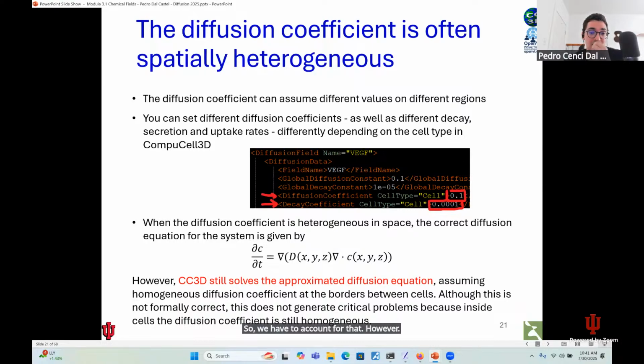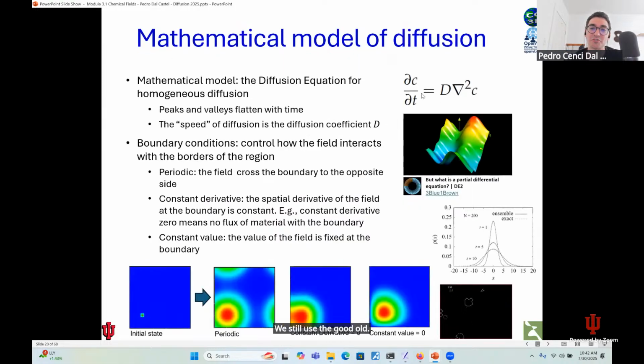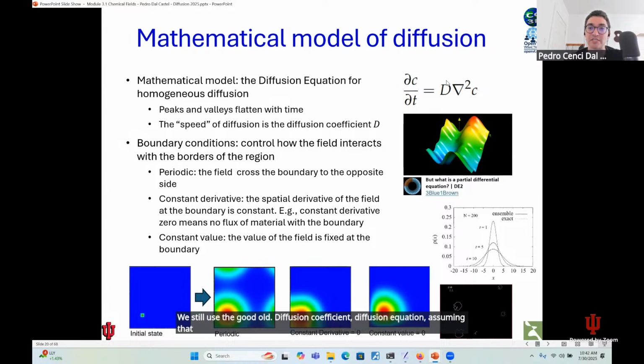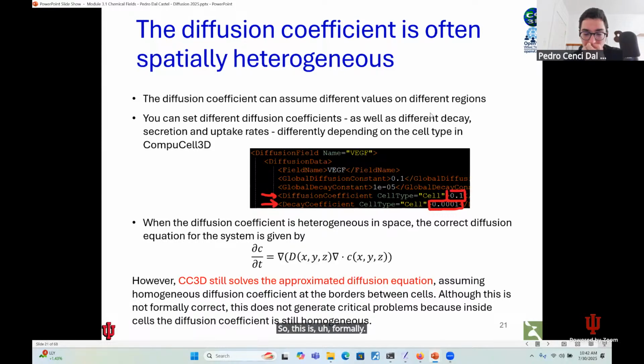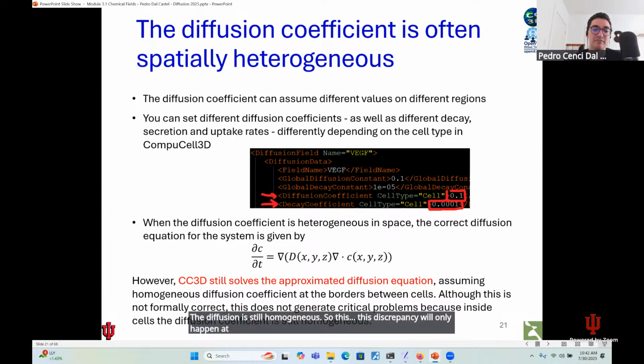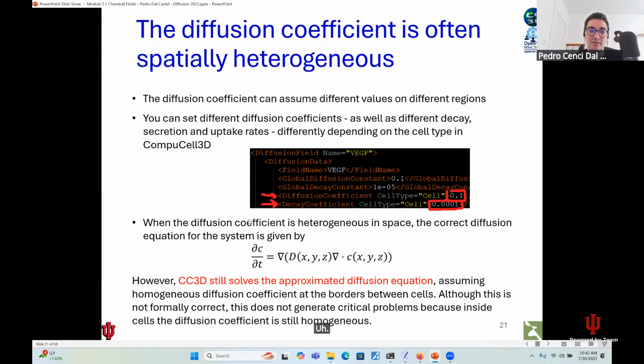However, in CompuCell3D, we still use the good old diffusion equation, assuming that the diffusion coefficient is homogeneous in space. So formally this is incorrect. However, inside cells and inside medium, the diffusion is still homogeneous. So this discrepancy will only happen at the border of the cells, which does not introduce critical issues.